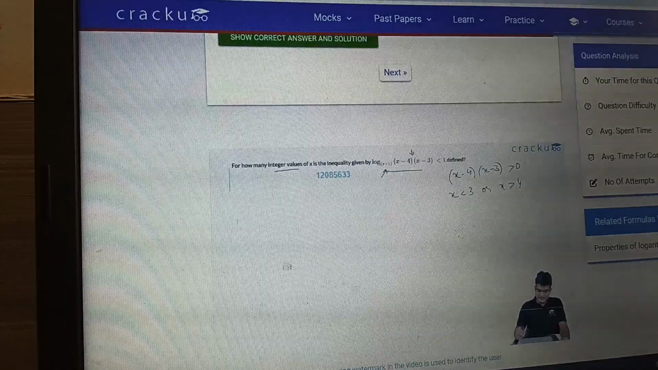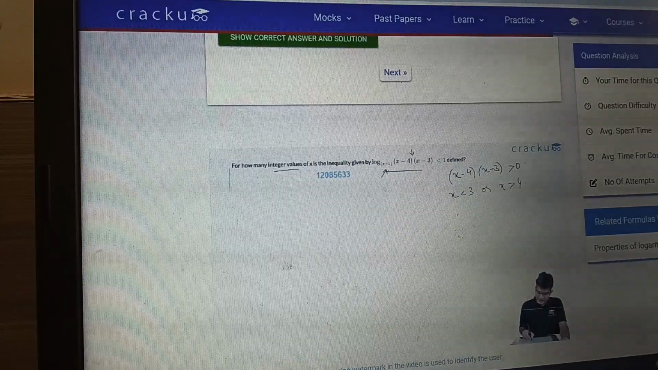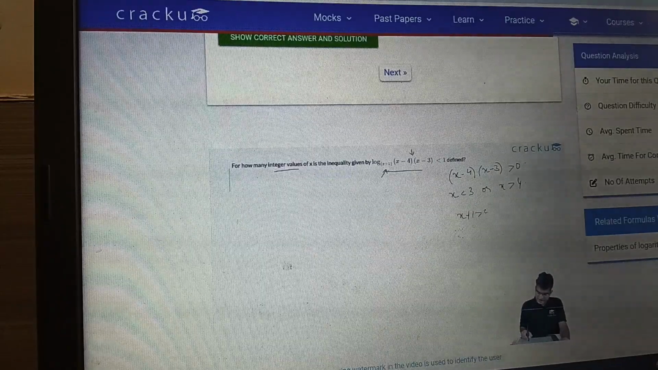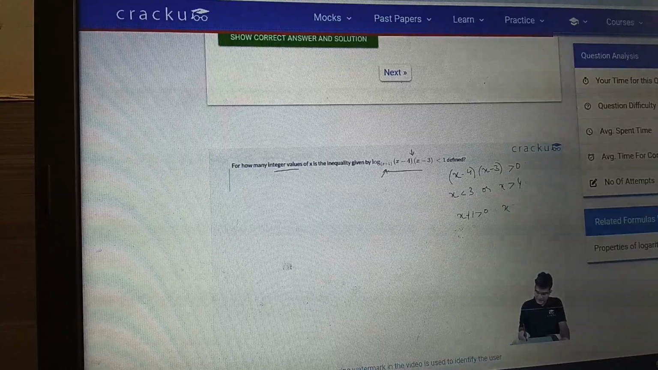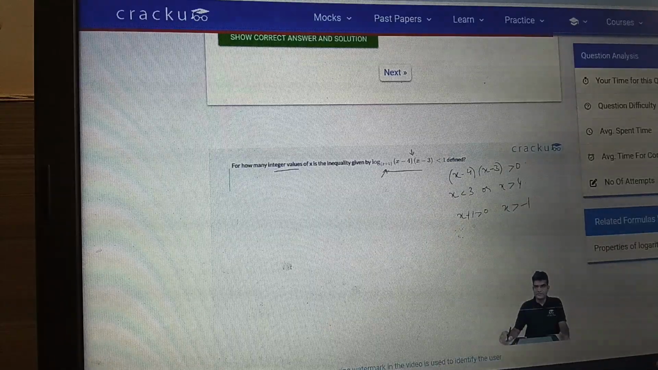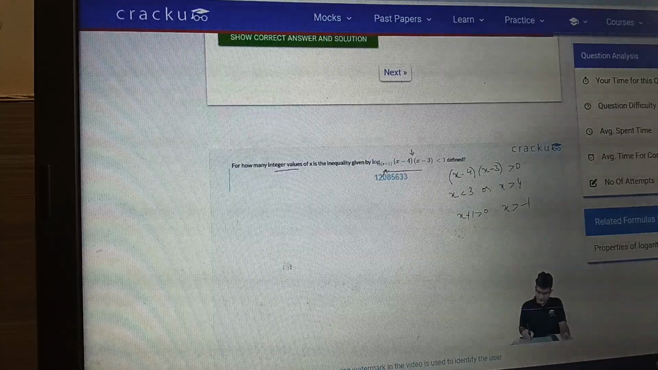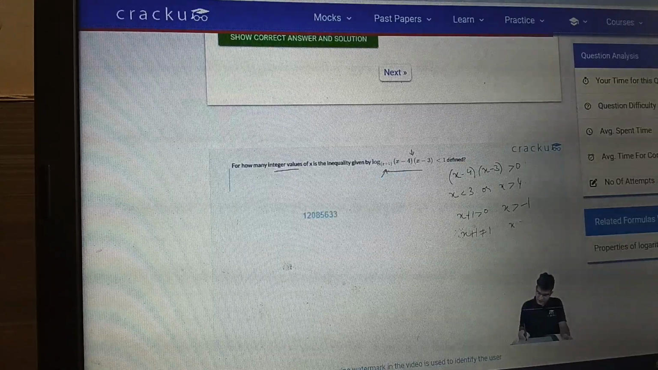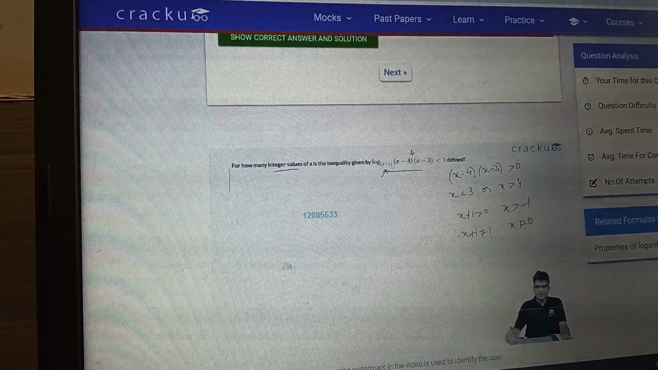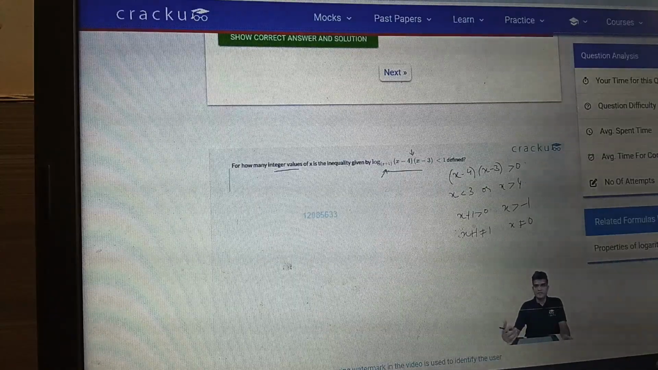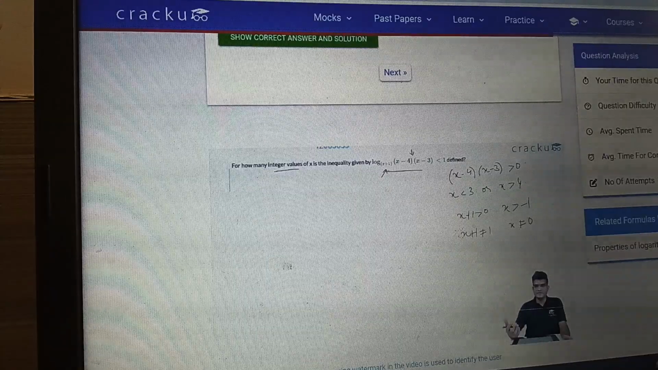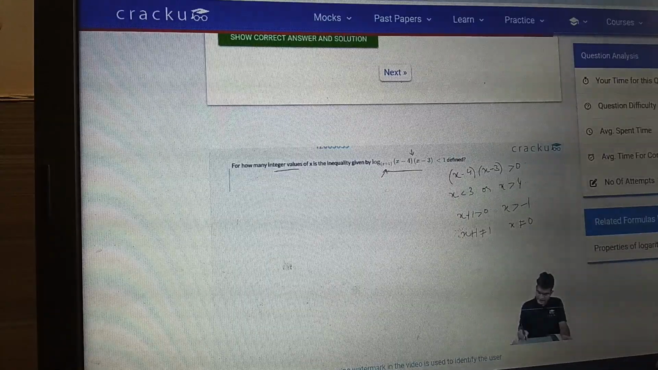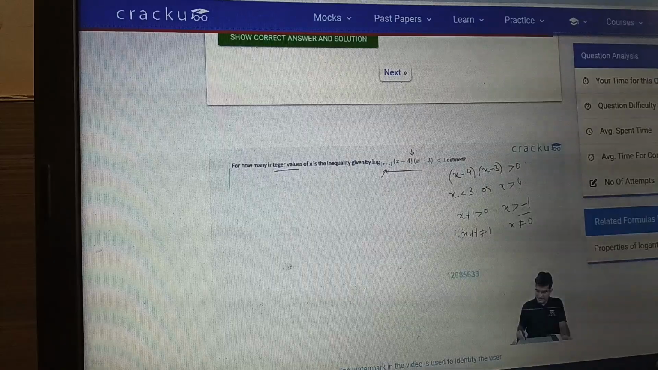The next condition is that the base has to be positive. That is, x plus 1 has to be greater than 0, or x has to be greater than minus 1. And we want the base to be not equal to 1. So we don't want x plus 1 to be equal to 1, or x should not equal 0. If you're looking at these conditions first before we look at the inequality, what are all the possible integral values of x that it can take? x has to be greater than minus 1 and x cannot equal 0.